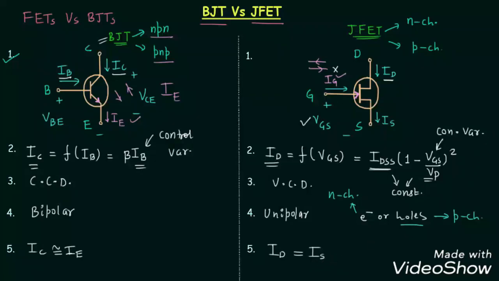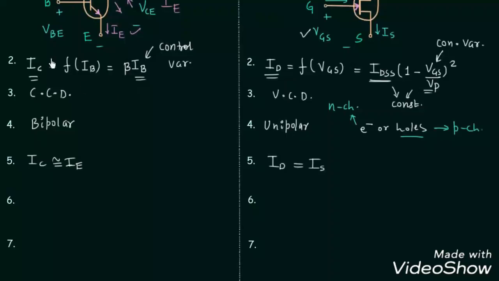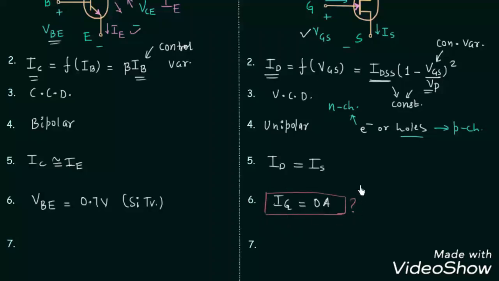Now we will move to the sixth point. The input voltage VBE is equal to 0.7 volts for a silicon transistor, and in case of JFET, the gate current is equal to 0 amps, and you have to tell me why the gate current is equal to 0 amps. This is the homework problem. Try to explain the reason in the comment section.